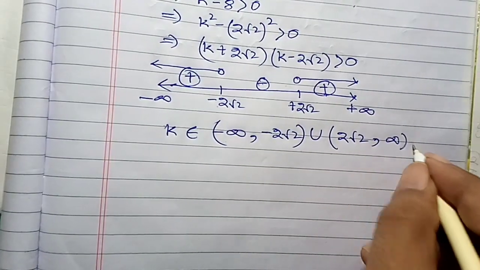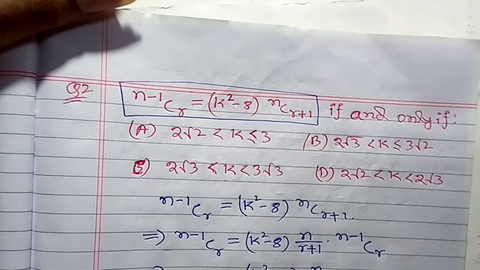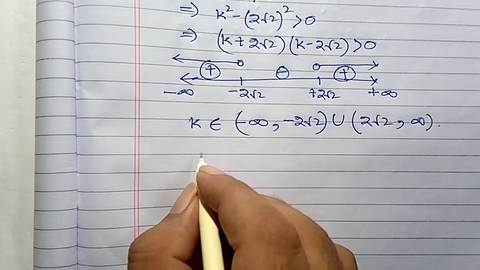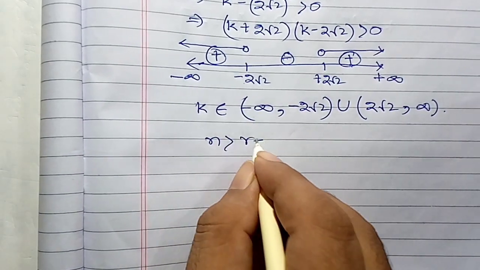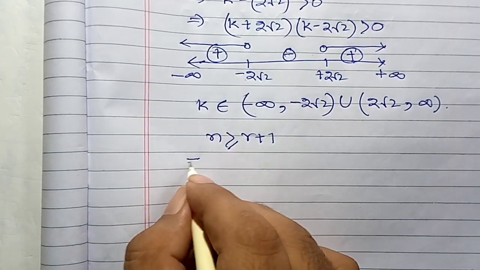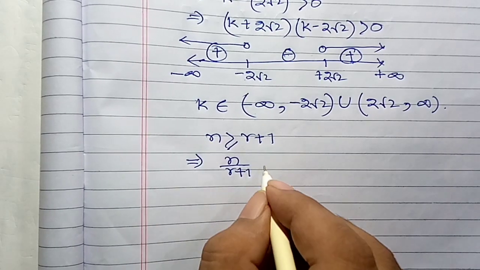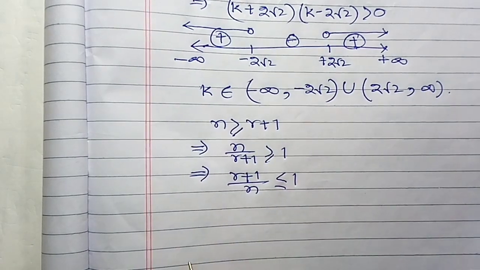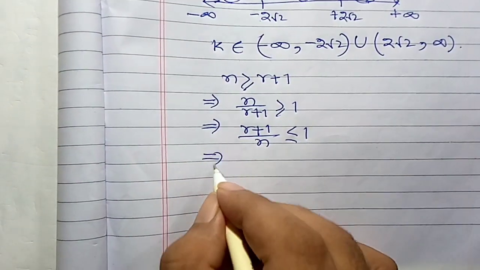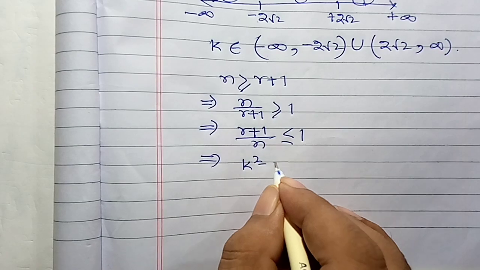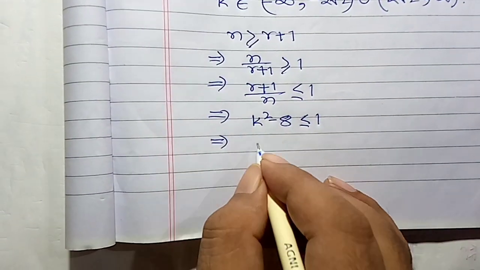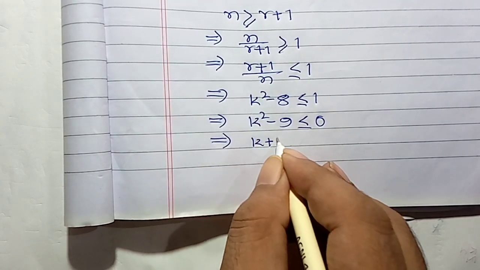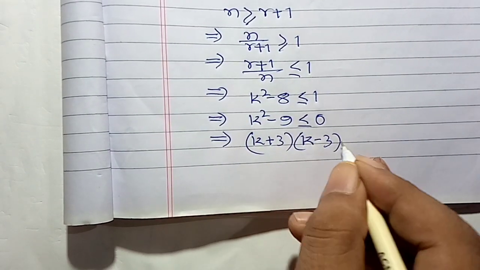Okay. Also look in the question here nC(r+1) is defined. So we can write n greater than equal to r plus 1. This will imply n by r plus 1 greater than equal to 1. This will imply r plus 1 upon n less than equal to 1. Now the value of r plus 1 upon n is k square minus 8. So k square minus 8 less than equal to 1. This will lead to k square minus 9 less than equal to 0. From here we will get k plus 3 and k minus 3 less than equal to 0.